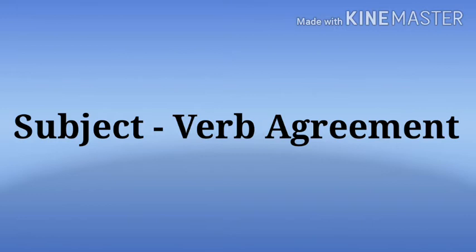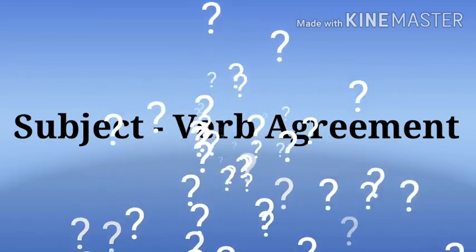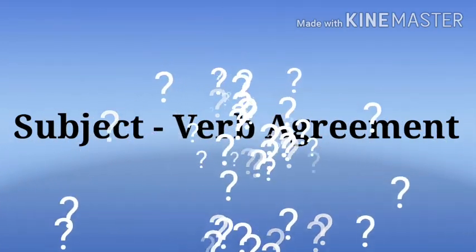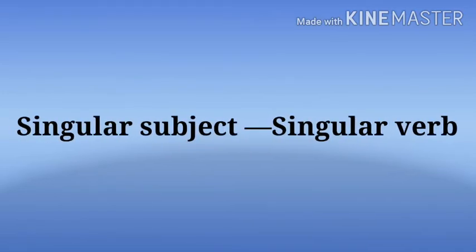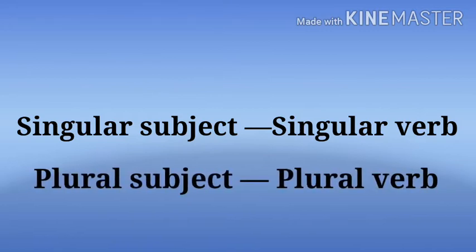So children, today we'll be discussing a new topic, that is subject verb agreement. If you guys remember, we have come across this topic in many of our lessons. What do you mean by this subject verb agreement? It means they have to agree with each other. That means if the subject is singular, the verb should be singular, and if the subject is plural, then the verb should be plural.